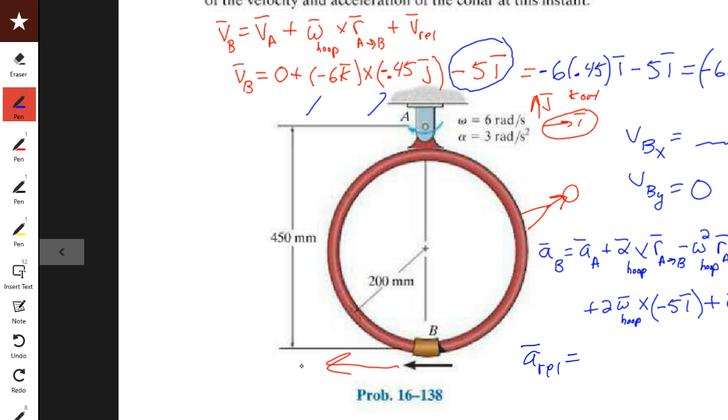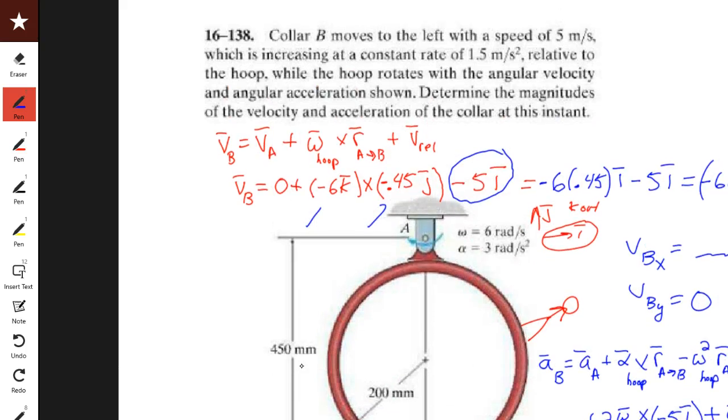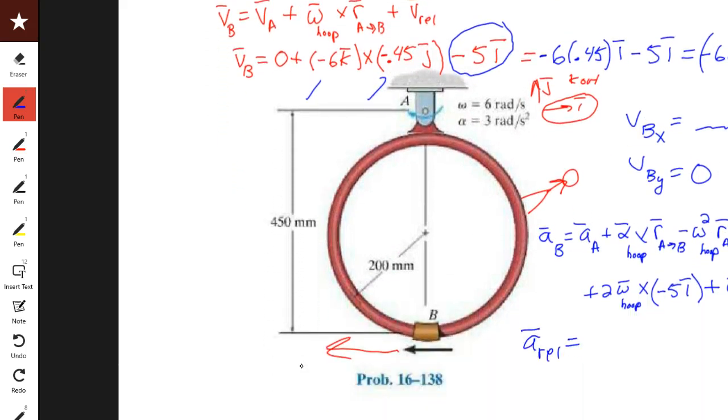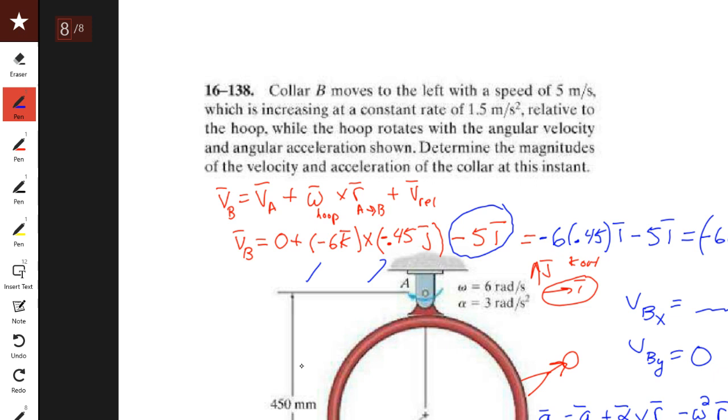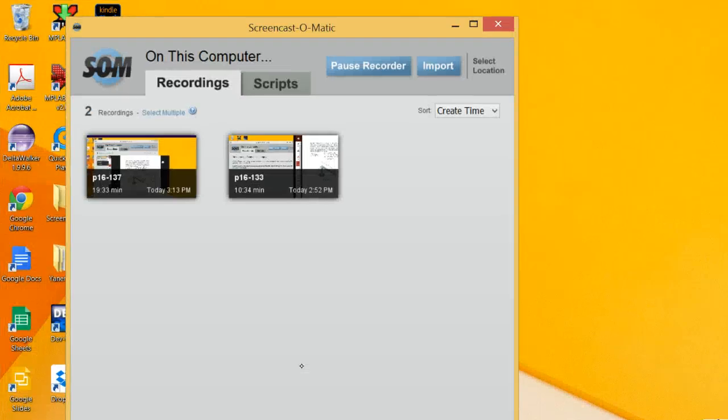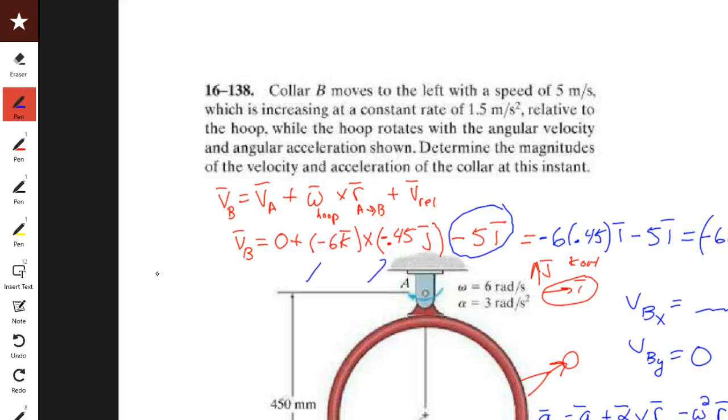What's the tangent acceleration of something on a circle? It's equal to the speed change. Well, they told me the speed change is 1.5. It's getting faster, if I'm not mistaken. Let me look at it. What does it say? Relative hoop, while the hoop rotates, angular velocity. Hang on just a second. Okay, I'm not exactly sure where I was.